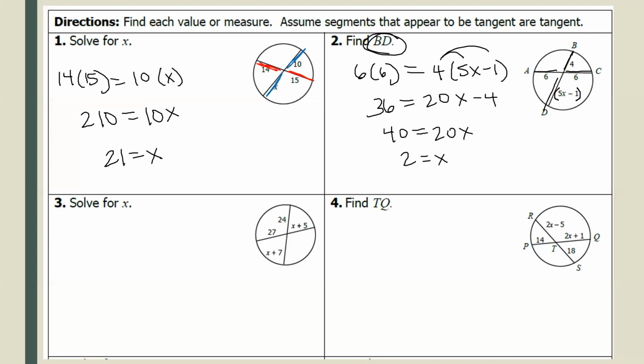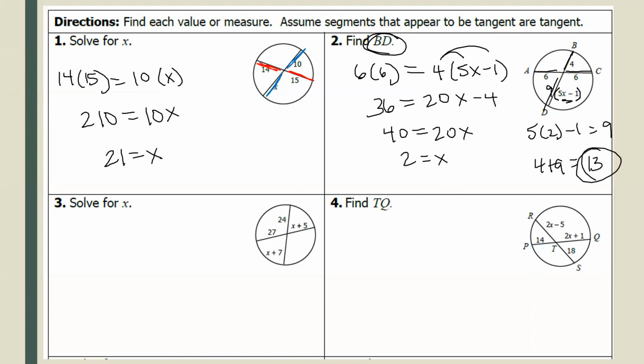Okay, can't quite plug it in right away. Or plug it in here for 5x minus 1. So 5 times 2 minus 1. 10 minus 1 is 9. So this piece is 9. So that means the length of BD is 4 plus 9, that whole thing. So your final answer is 13.